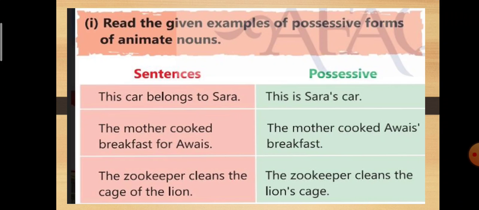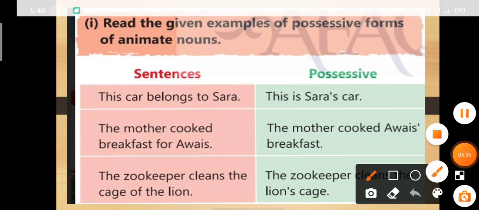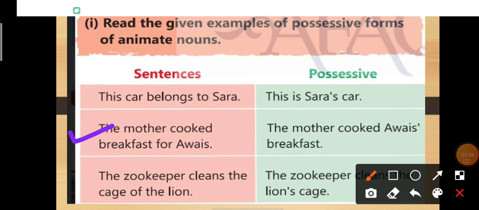The next example is the mother cooked breakfast for Awais. It can be written in this way as well. In possessive form, we will write in this way: the mother cooked Awais's breakfast. So what we have done? We have put here apostrophe, comma here after Awais. Okay, on the upper side.